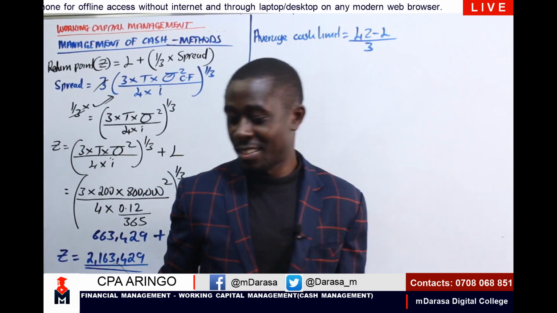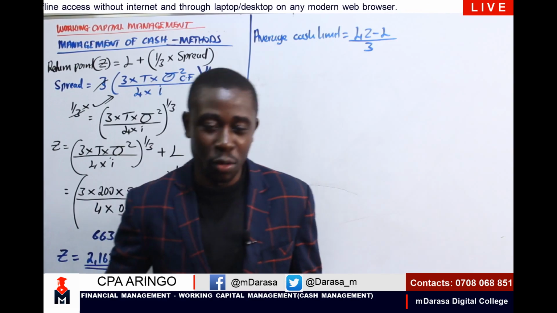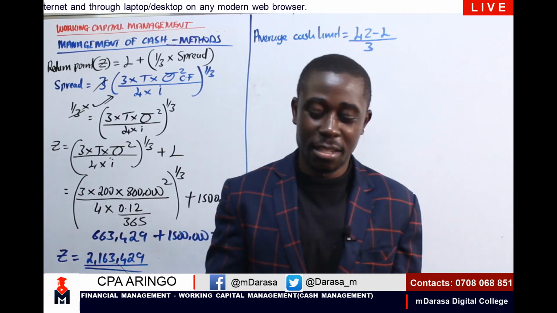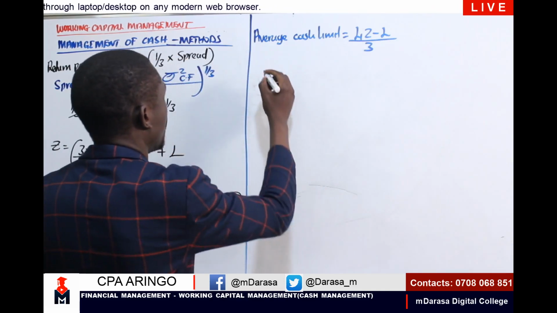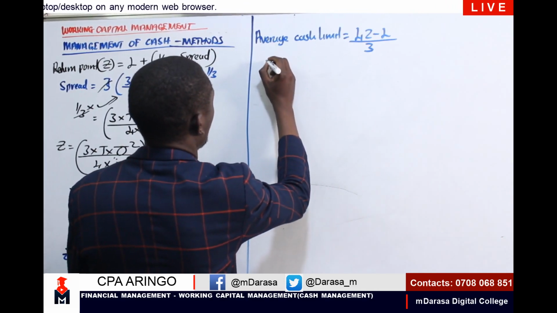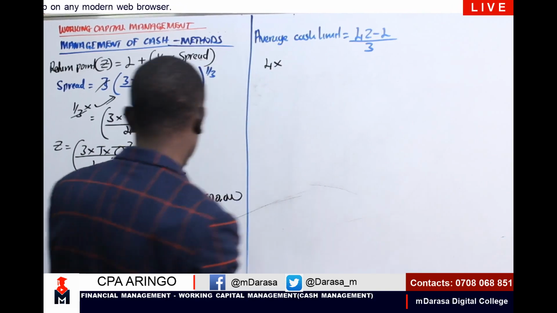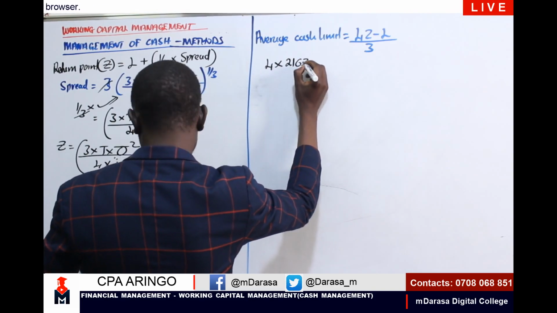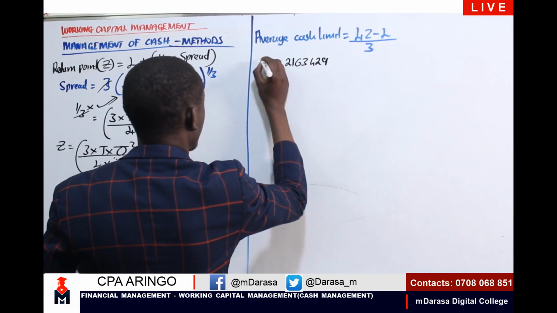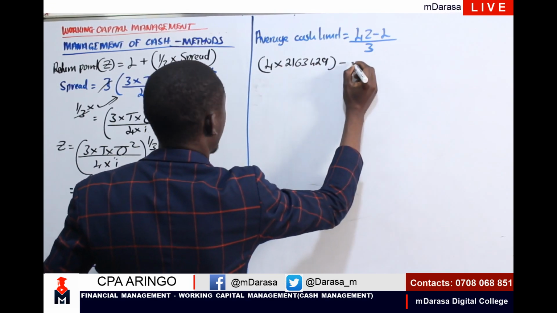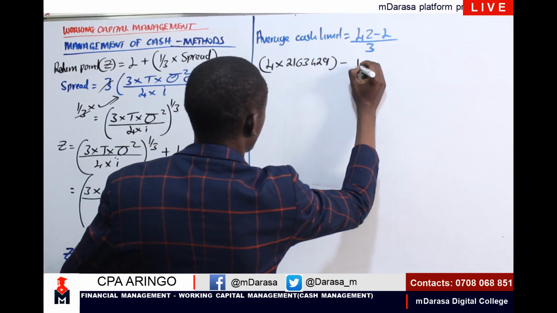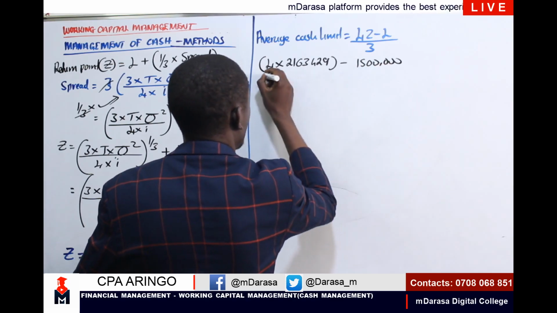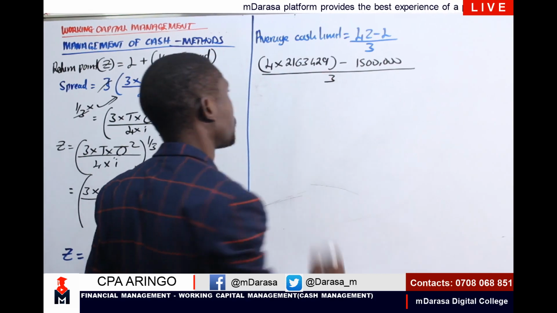As simple as that. You'll say, Mwalimu, why were we thinking that this concept is very hard? It is as simple as this. So therefore, in this case, my average cash limit is 4 times Z. Our Z, which we've already computed, is 2,163,429, minus our lower cash limit here, which is 1.5. Of course, in this case, you're going to divide by 3.